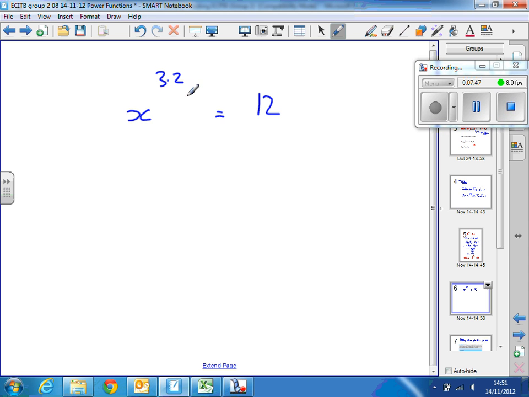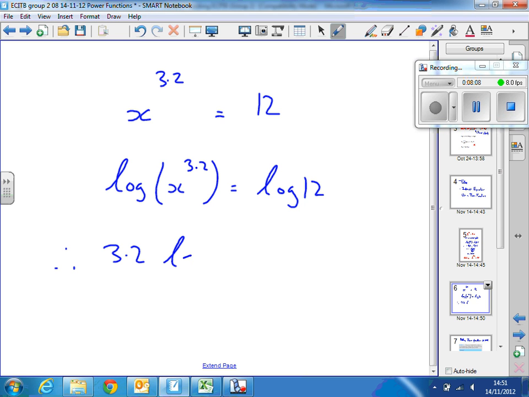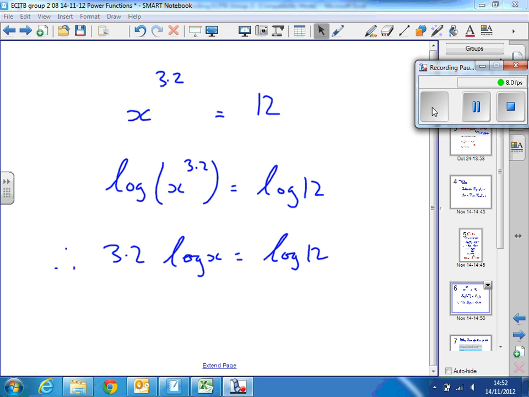Logarithm of x to the power 3.2 equals the logarithm of 12, which means that we can use the third law of logarithms and turn that power into a multiply. 3.2 times the logarithm of x equals the logarithm of 12. So far so good. We've now got an equation. We've got rid of the power.